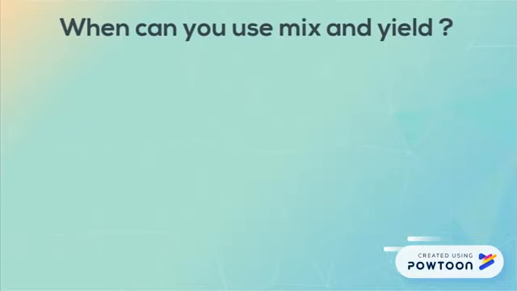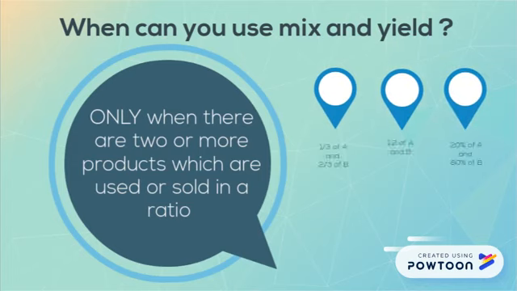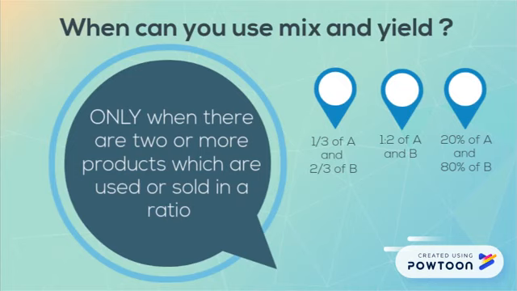You can only use a mix and yield variance when there are 2 or more products which are sold or used in a ratio, such as 1/3 and 2/3 of A and B, 1 to 2 of A and B, and 20% to 80% of A and B.